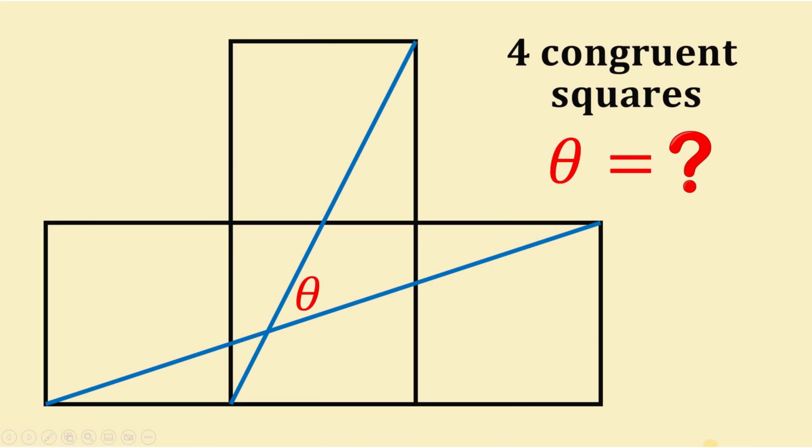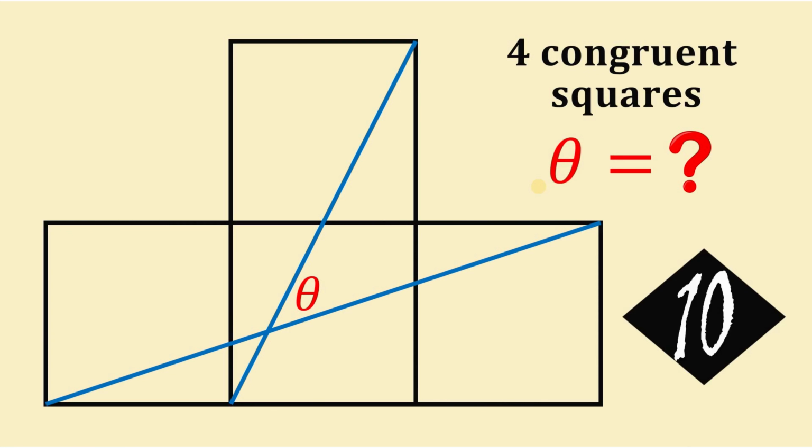Can you solve this geometry challenge? Here's the question. Given these 4 congruent squares and these 2 blue segments, if we draw these 2 blue segments, we create an angle called theta. Now, the question is, what is the angle of this theta? You can pause this video if you want to give this problem a try.